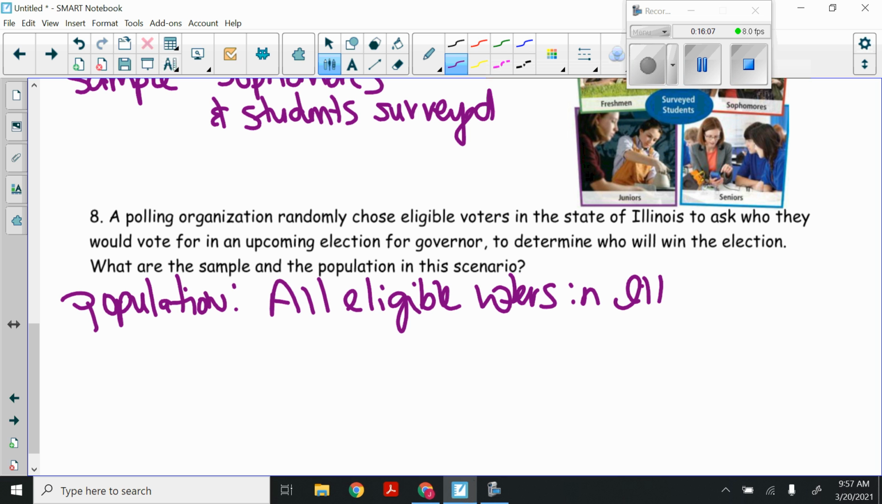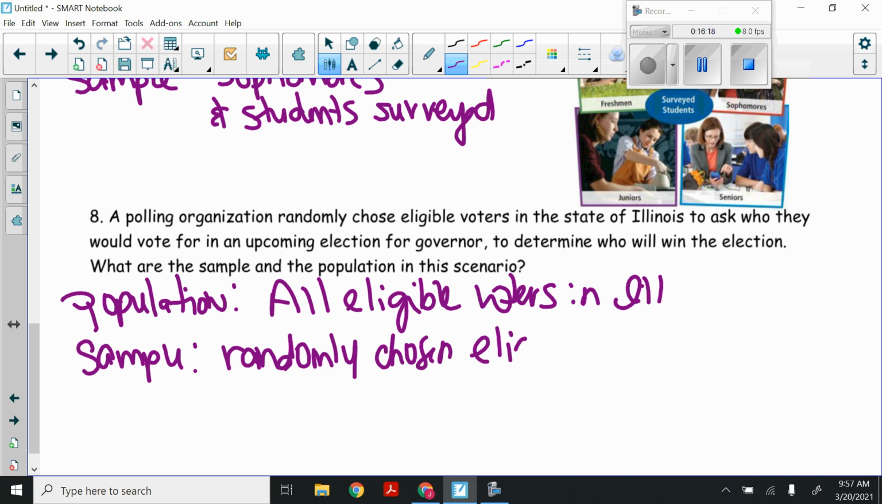That's our population. Our sample are the randomly chosen eligible voters in Illinois. So the ones that we surveyed.